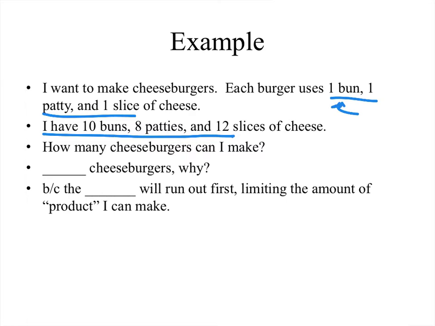Pause. And we're back. So how many cheeseburgers can I make? I can make 8 cheeseburgers. Why can I only make 8 cheeseburgers? Pause. What's going to run out first? My patties will run out first. Right? As soon as I put these all together in a 1-to-1-to-1 ratio, I'm going to run out of all beef patties. So I'm just going to have buns and cheese left over. So the amount of patties I have limits the amount of product or cheeseburgers I can make.